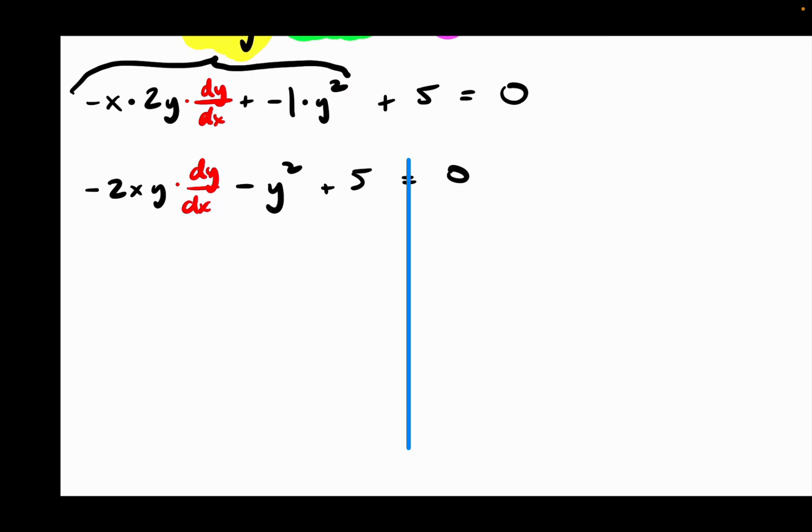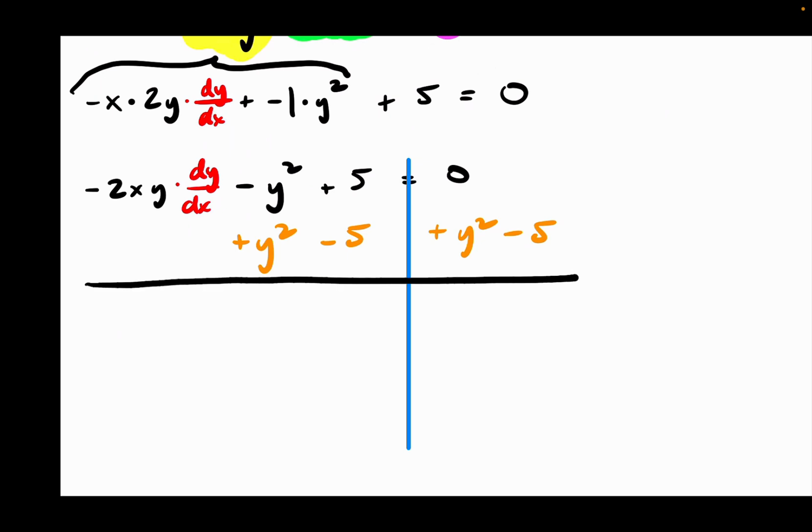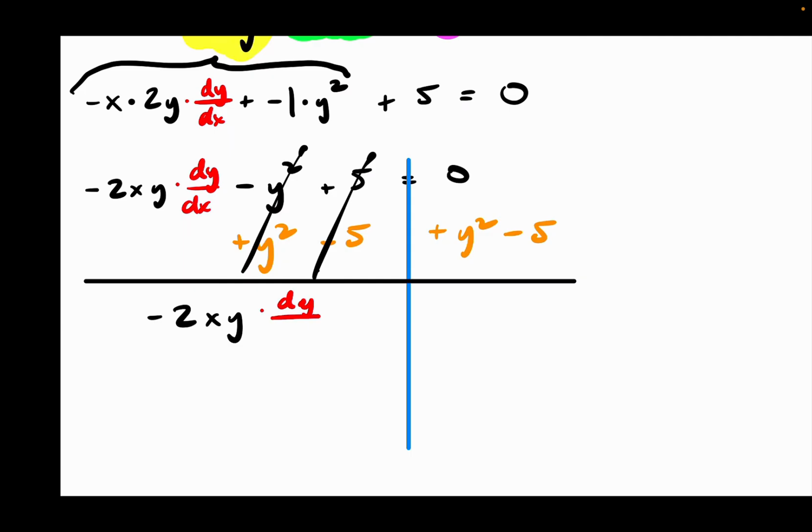So this guy plus y squared. Y squared doesn't have a dy dx, and neither does 5. So I'm going to add y squared since it was negative, and subtract 5 since it was positive. Negative 2xy dy over dx equals y squared minus 5.